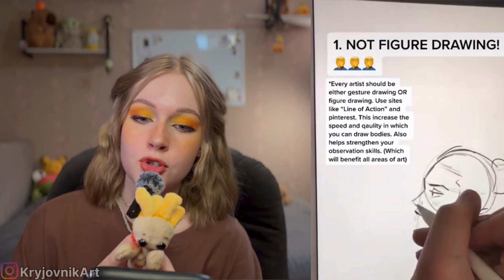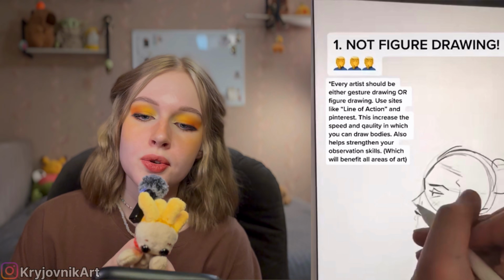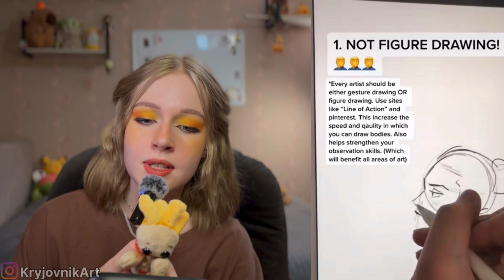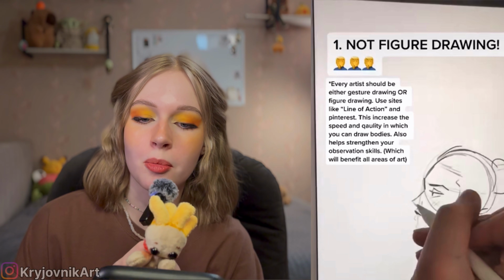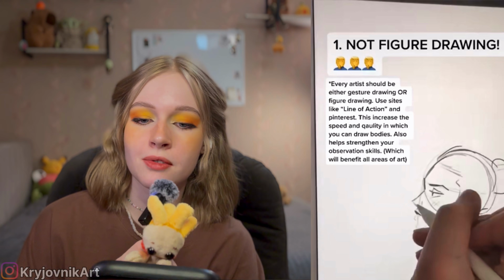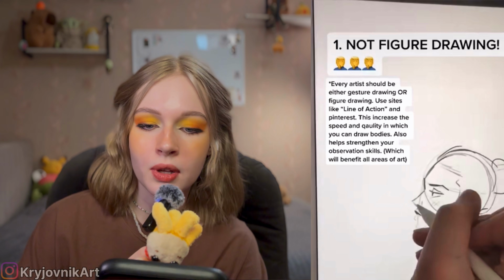Every artist should be either gesture drawing or figure drawing. Use sites like Line of Action and Pinterest. This increases the speed and quality in which you can draw bodies. Also helps strengthen your observation skills, which will benefit in all areas of art.